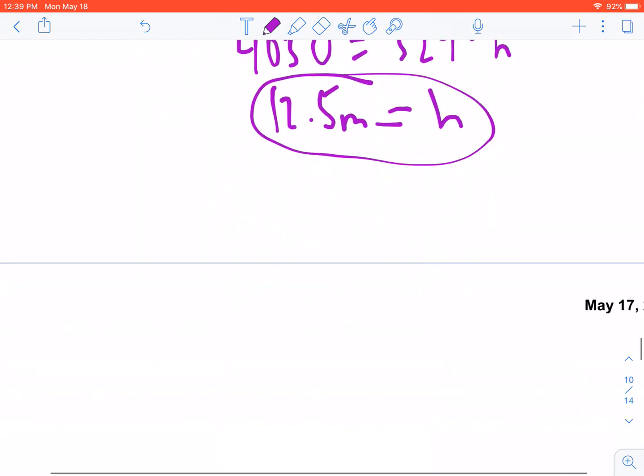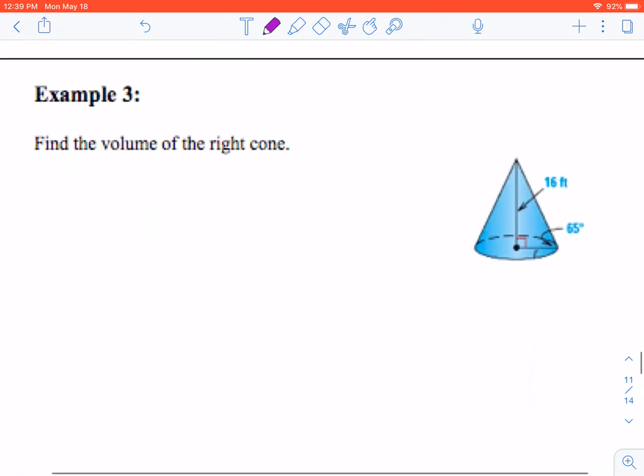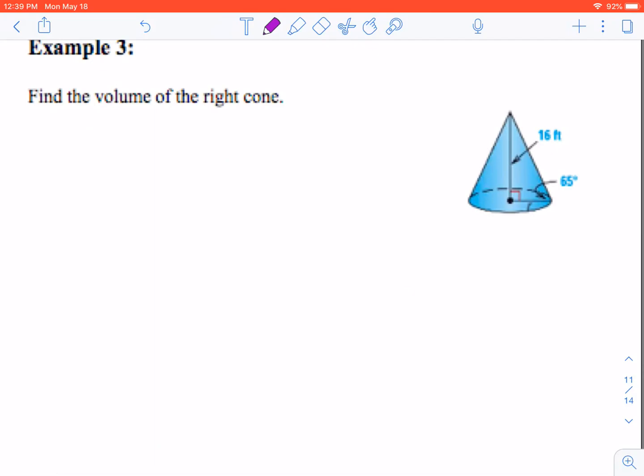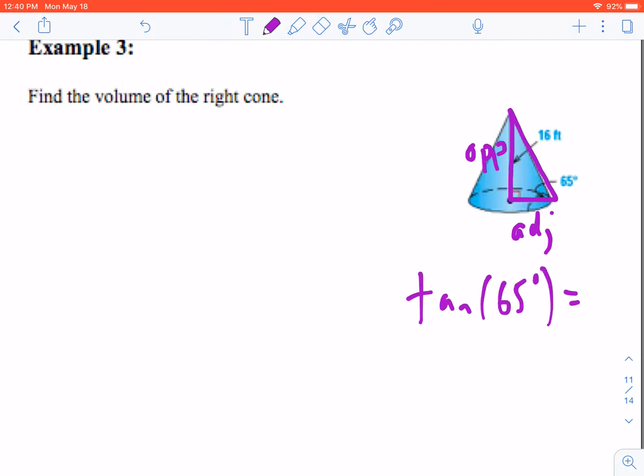And there's your height. Now, take a look at example 3 then. Find the volume of your right cone. Here, once again, we need our radius. So we are going to have to use your sine, cosine, and tangent ideas, because now they do not give us two sides of this little right triangle to use. Instead, we must have the opposite side, which is our 16, the adjacent side, which is our r, so we are going to do the tangent of 65 degrees equals opposite is 16, adjacent is r.